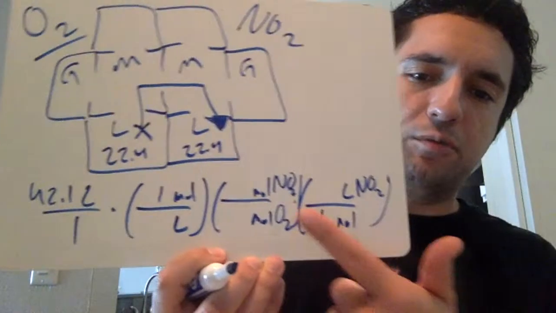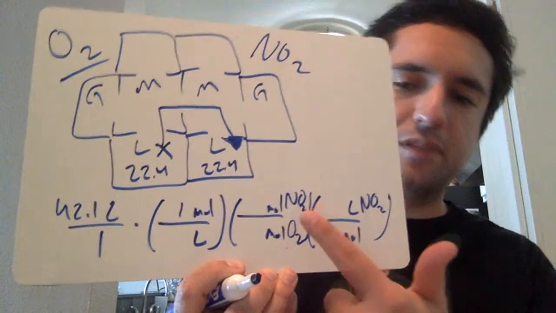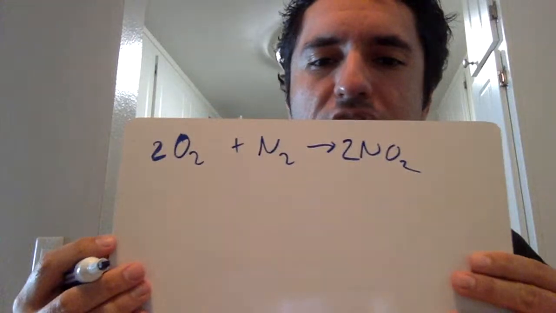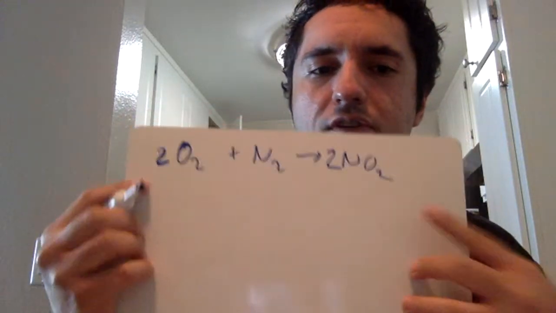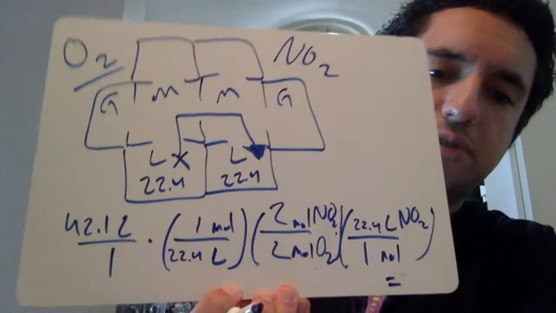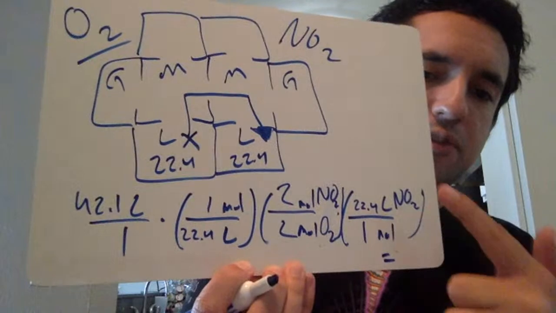Here, I still have a lot of space. Let me see if I can make this a little bit clearer. One second. All right, so there's the mole ratio. We're going from oxygen to nitrogen dioxide. I misspoke earlier. Nitrogen dioxide's up there. They both have the coefficient 2, so it's 2 over 2 there. And then liters is always 22.4. So I have 22.4 down there, 22.4 up there.